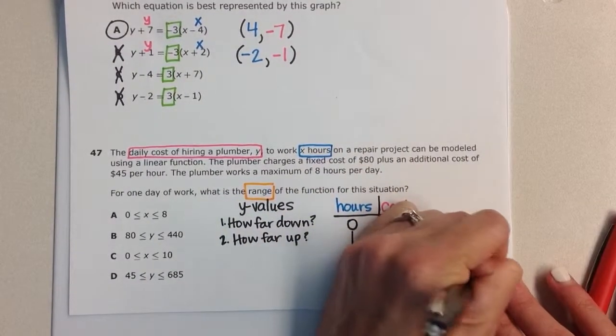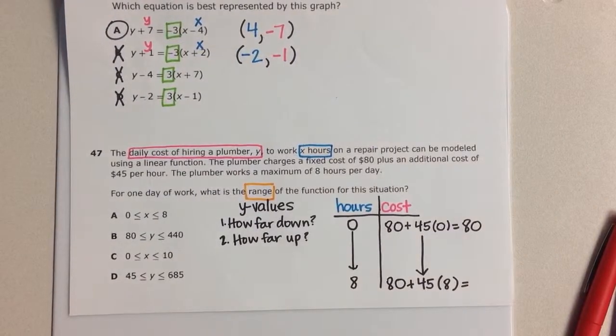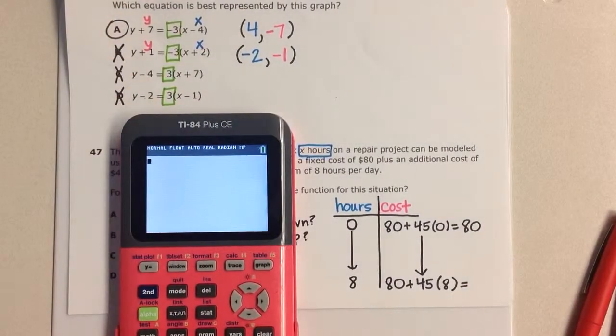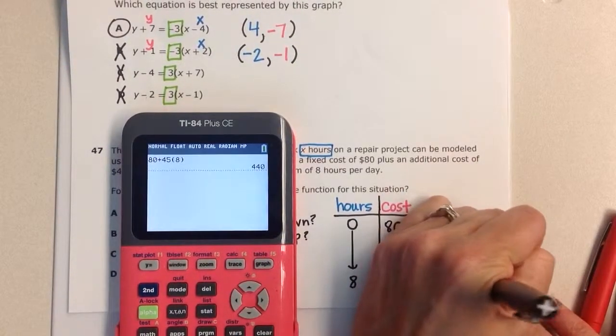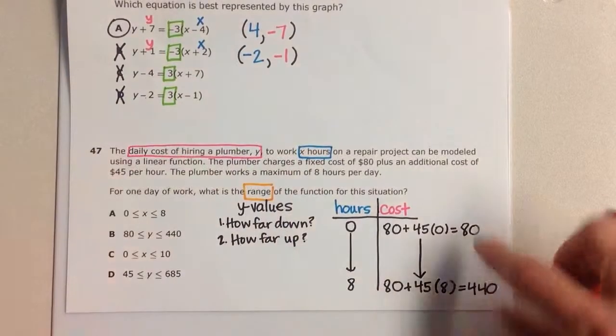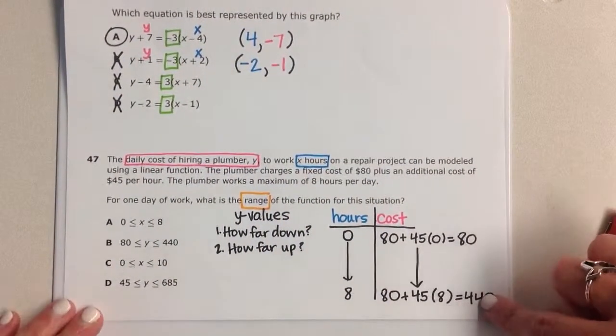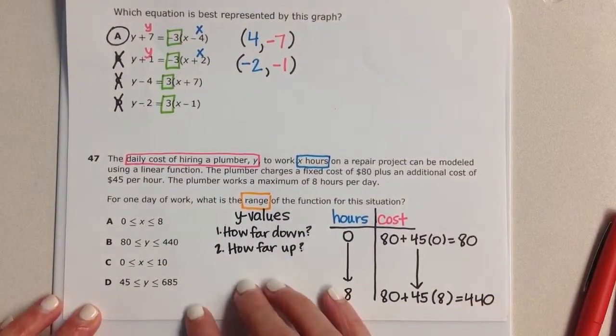So now I'm going to go to my calculator, and I'm going to say $80 plus 45 times 8, and that would be $440, his highest cost. So I know how far down his cost goes and how far up his cost goes. So now I'm going to start looking at my answer choices.